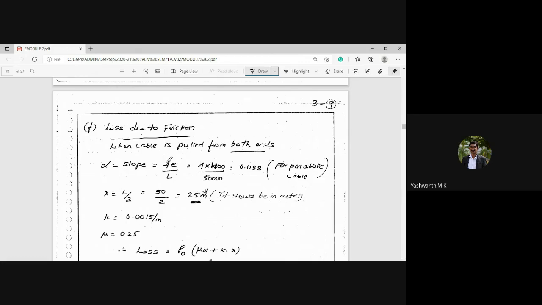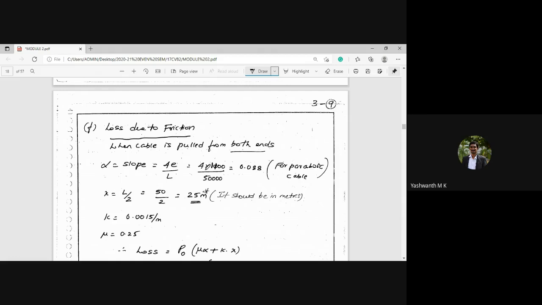Since the cable is pulled at both ends, the formula for alpha will become just the slope. If it is pulled at one end, the formula will become 2 into slope, and X will become L for one end. Now it is both ends, so alpha is equal to slope and X is equal to L by 2. Next, since it is a parabolic cable, the slope will be 4E by L. If it is a linear cable, then it is 2E by L. So since it is a parabolic cable, the answer will be 4E by L.